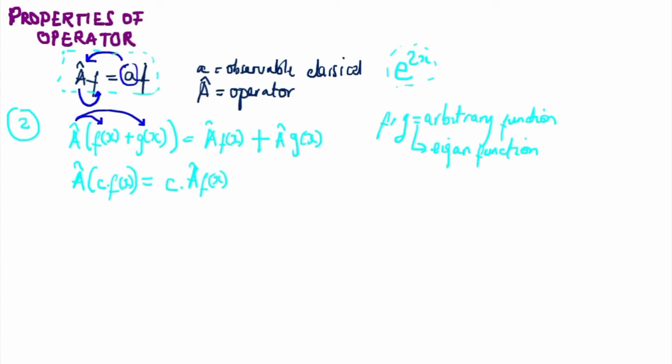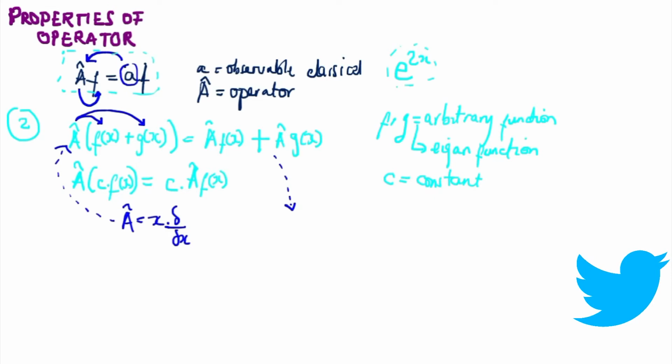Take note that c here is a constant, so once it's a constant you just put it at the front and allow your operator to act directly on your eigenfunction or your arbitrary function. So that being said, we're going to look at a specific example where we have A expressed as x multiplied by d/dx. This is going to be applied to this particular function, and we're going to see what that leads to.